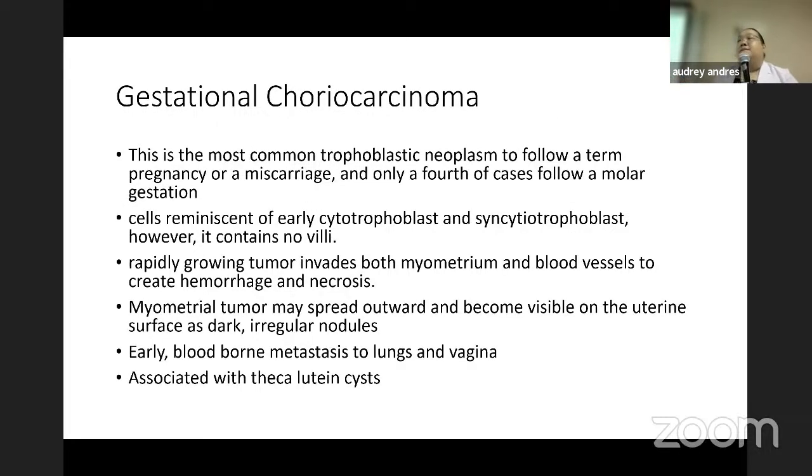Okay, another would be gestational choriocarcinoma. This is the most common trophoblastic neoplasm to follow a term pregnancy or a miscarriage. Okay, so cells are like an early cytotrophoblast and syncytial trophoblast containing no villi. So this invades both the myometrium and blood vessels to create hemorrhage and necrosis.